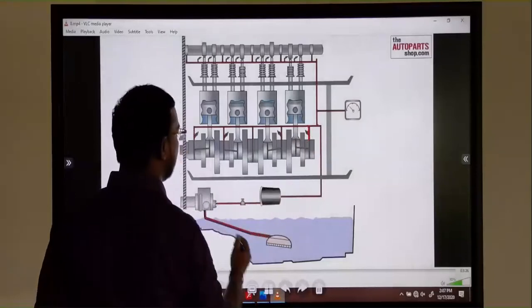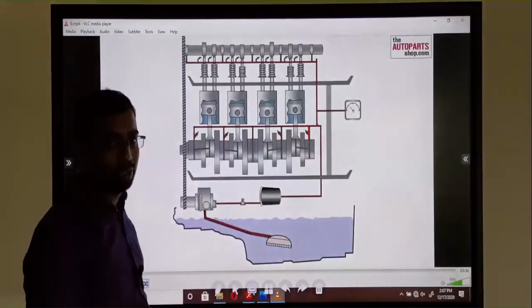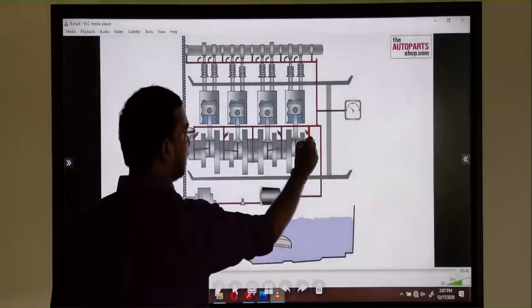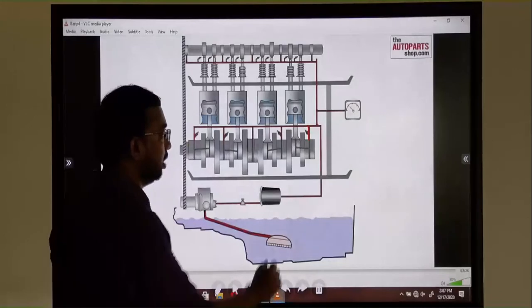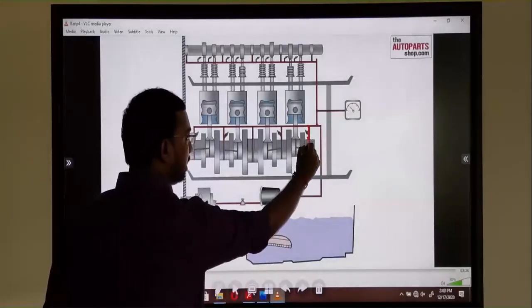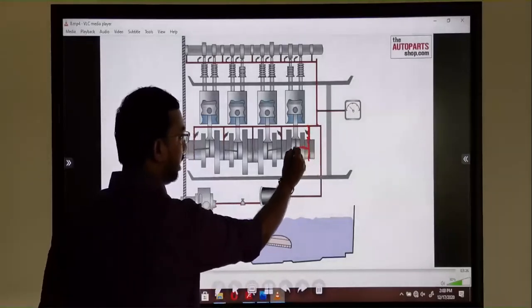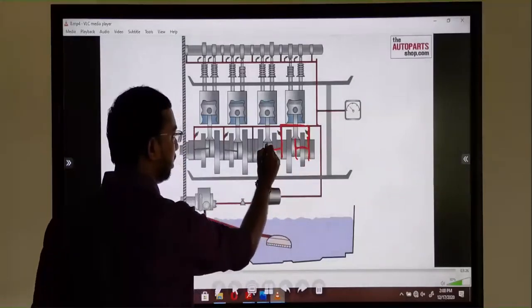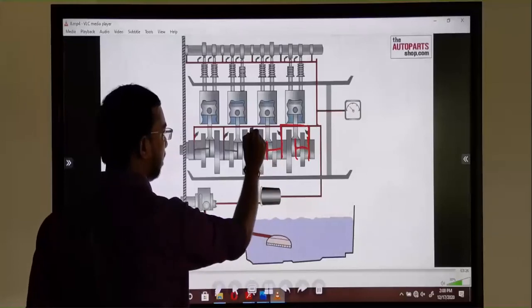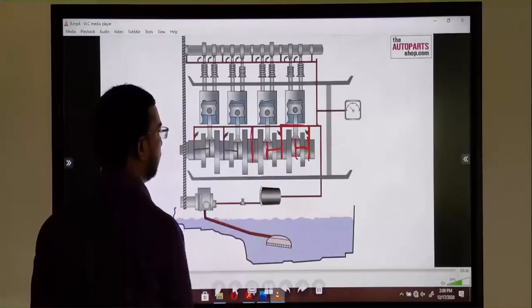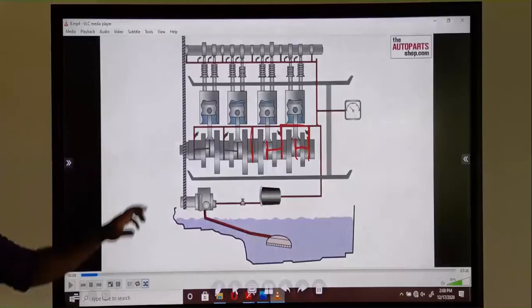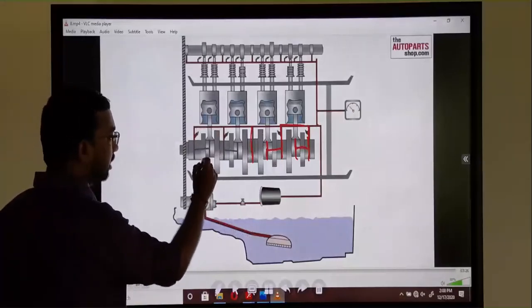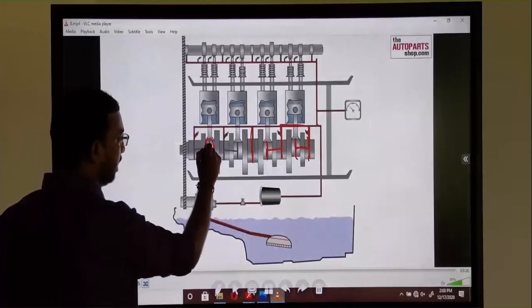Here there is a crankshaft. The crankshaft also has a tiny hole, a small passage, and the oil can enter this passage. Here you can see some bearings, because this is the connecting rod. The connecting rod connects with the crankshaft, and between them there is a bearing.